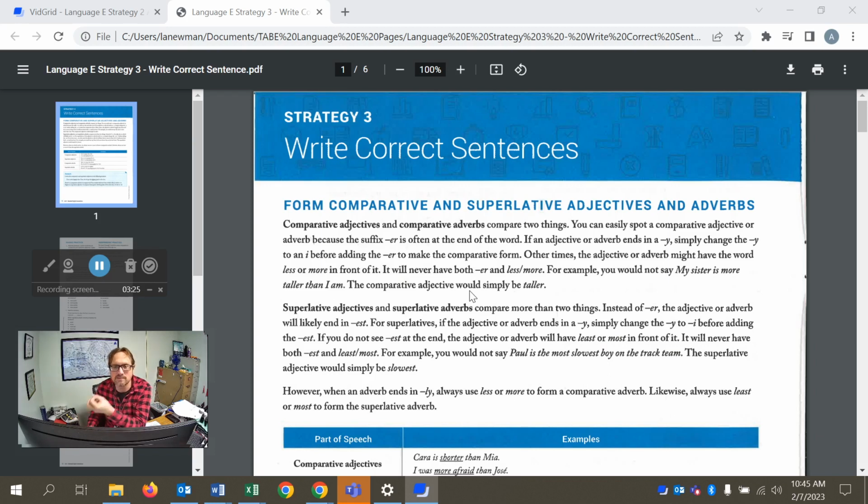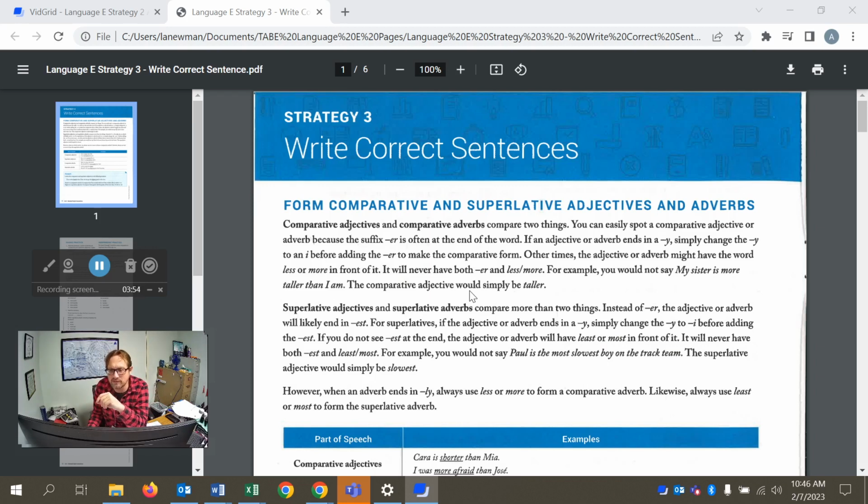And remember, adjectives modify nouns and adverbs modify verbs. You can easily spot a comparative adjective or adverb because the suffix er is often at the end of the word. If an adjective or adverb ends in a y, simply change the y to an I before adding the er. So silly that ends with a y, when we want to turn it into sillier, we need to change that y to an I.